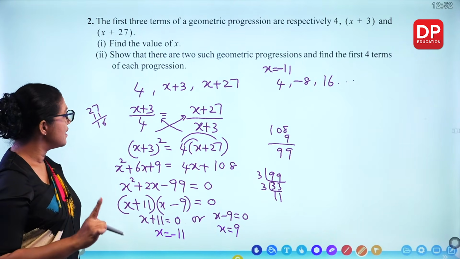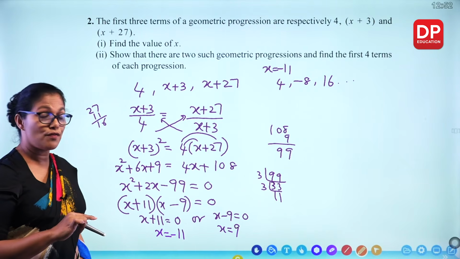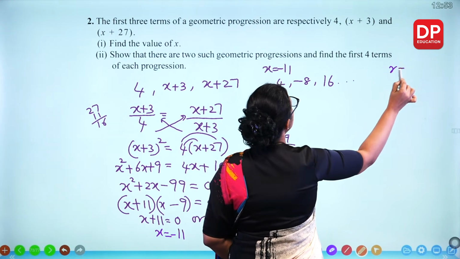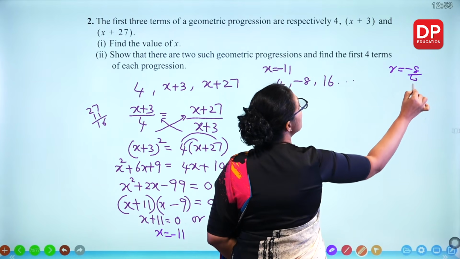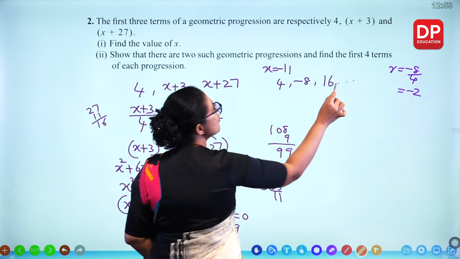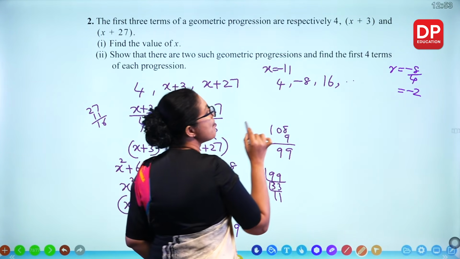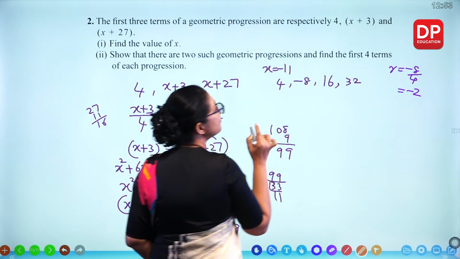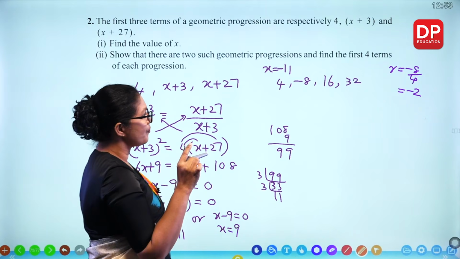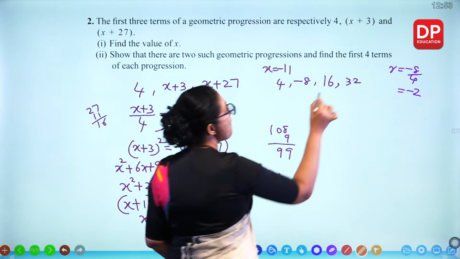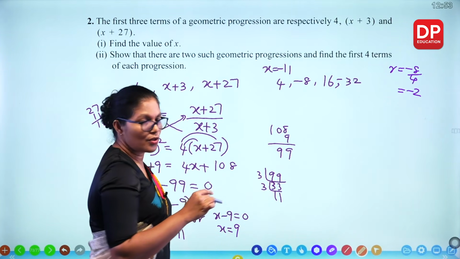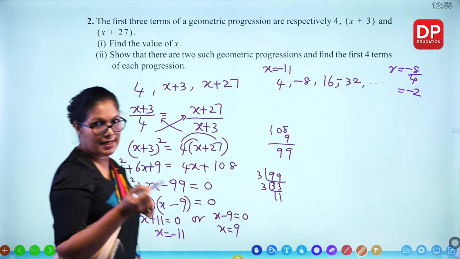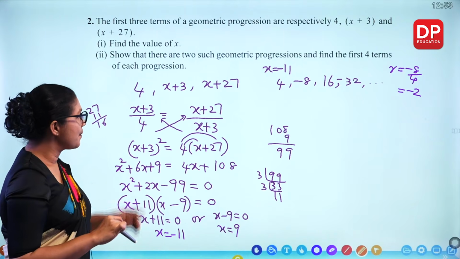So we need to find out the ratio as well. What's the ratio here? r equals minus 8 divided by 4. You get minus 2. So 16 multiplied by minus 2, you get minus 32. So those are the 4 terms. Now we'll take the next one.